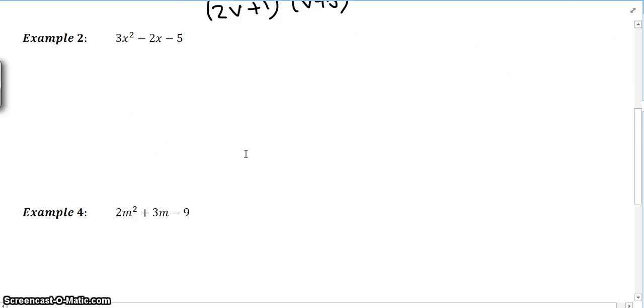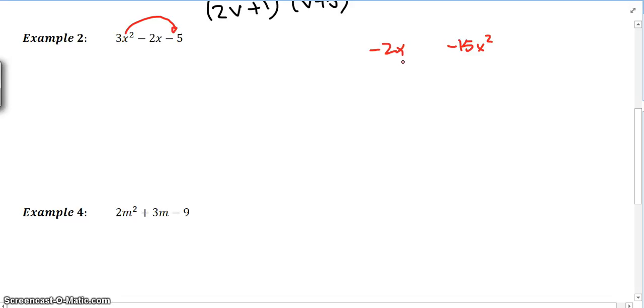Let's look at the next example. Once again, let's take it step by step. Let's multiply the a term by the c term, and what we should get is minus 15x squared. And we need to find two numbers that actually add up to minus 2x.